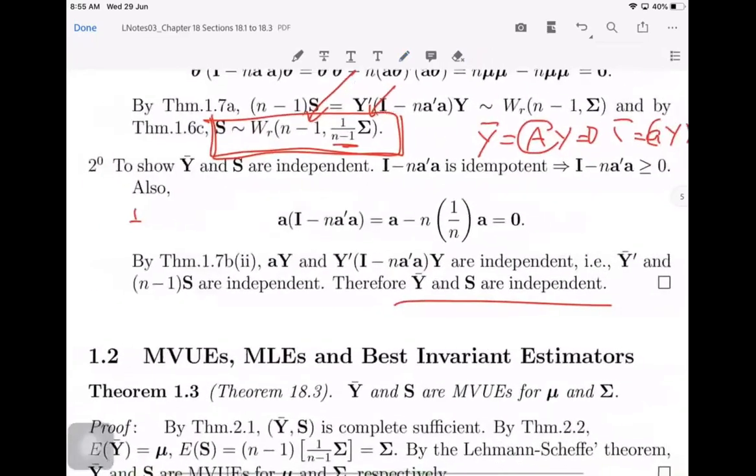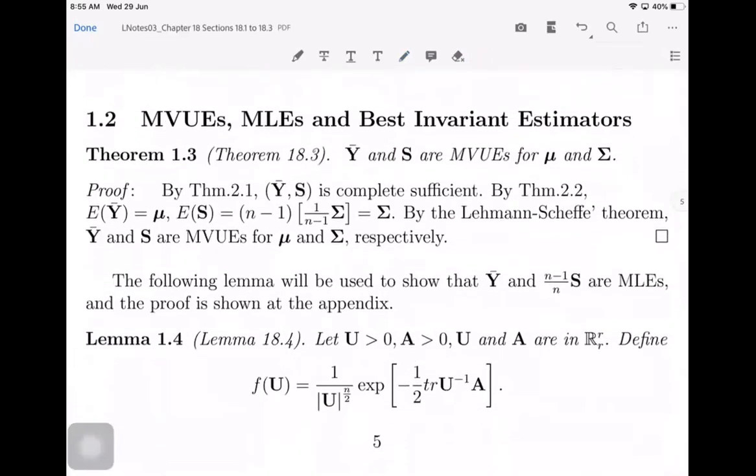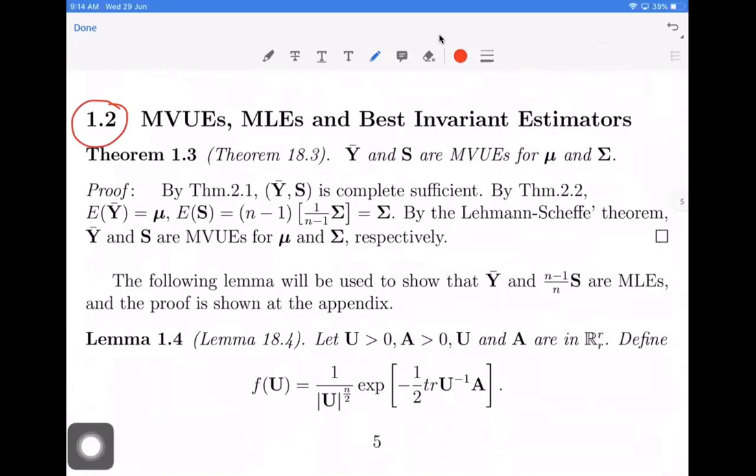Questions? None. Okay, so we'll have a 15-minute break before we proceed with the next section, which is 18.2. Can you see my slide? Yes, ma'am. Okay, so let's continue.